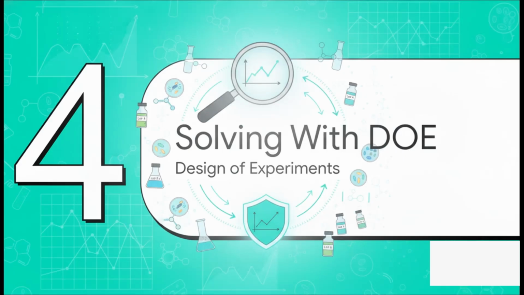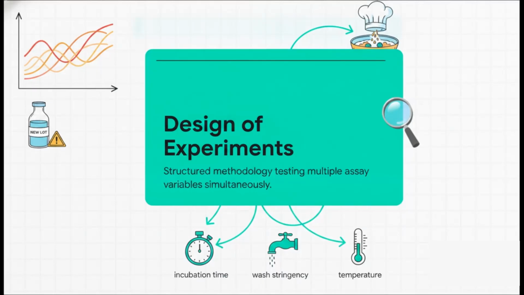All right, Section 4, Solving Drift with DOE. When those simple yes or no lot comparisons don't give us a usable assay, we need a significantly better tool to fix the drift. The crucial shift here is getting away from that one factor at a time guesswork. We need to introduce design of experiments, or DOE. If you're new to this, think of DOE like testing an entire recipe all at once, instead of swapping out single ingredients one by one and just crossing your fingers.